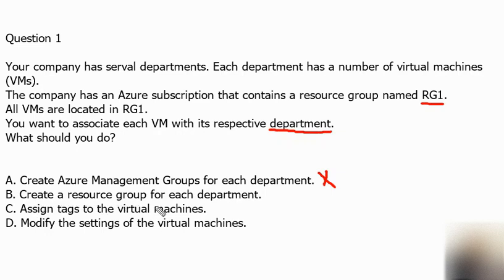Number 2, create a resource group for each department. This is also not the correct answer, because a resource group is a container to hold related resources, so it is not to manage something in the department. Assign tag to the virtual machines. Yes, definitely we can assign a tag to any resource which we want to group together for the department or segregate it. So C is the correct answer and D is definitely not the correct answer. It has nothing to do with the virtual machine settings.